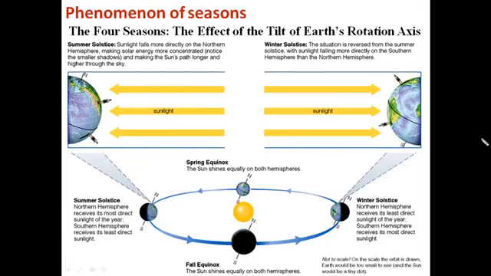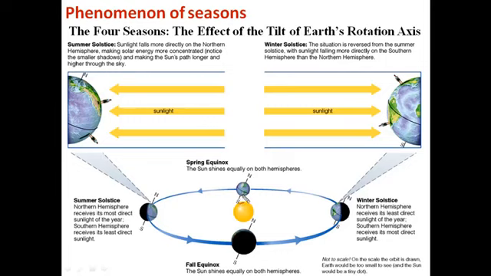The four seasons, the effect of the tilt of the earth's rotational axis. As you can see in this diagram, it is very nicely explained over here. Earth's position at the center, and there are four positions of the earth at different points of time in the year. We'll take the first one, spring equinox, triggered on 21st March.